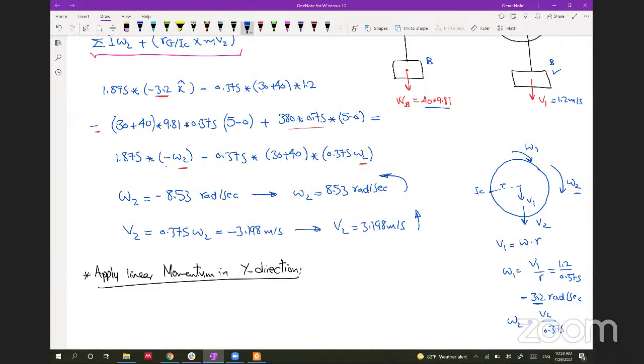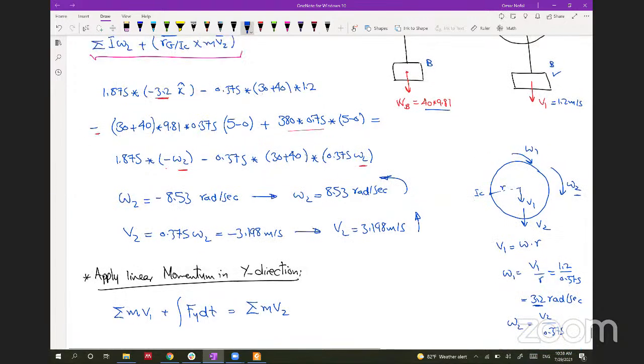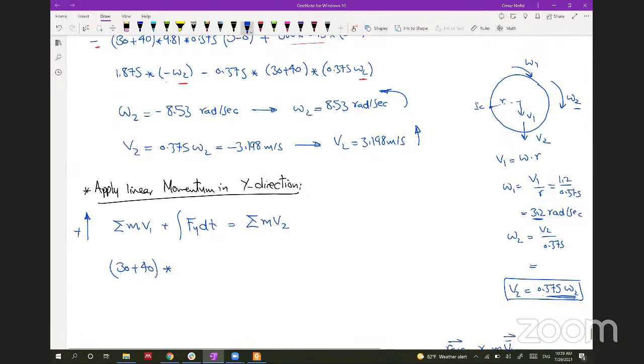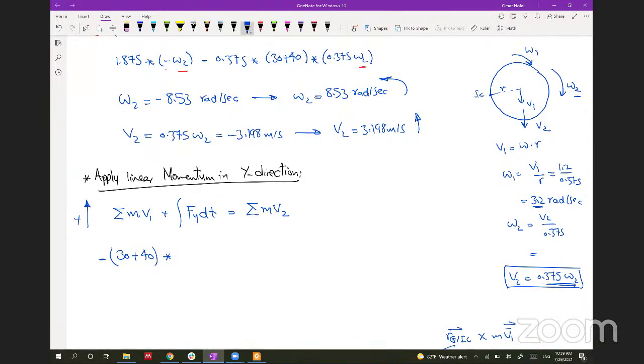In the y direction, we will have the sum of the masses, because we are working with a system that moves with velocity v1, plus the integration of Fy dt, equal to the sum of the masses multiplied by v2, all in the y direction, and let's assume the positive is going up. The masses moving with v1 are the pulley and the weight, which is 30 plus 40, multiplied by v1. Actually v1 is going down, but our positive is going up, so we will put negative here, and multiply by 1.2.